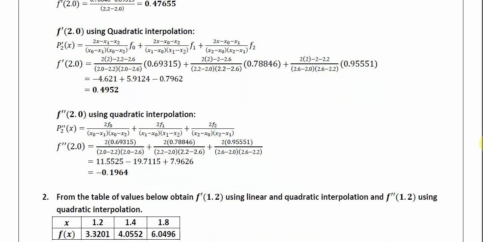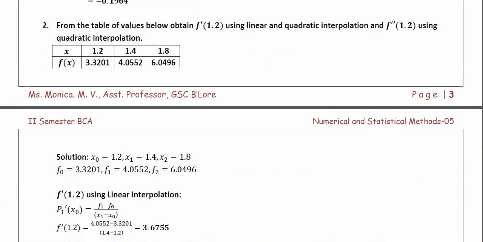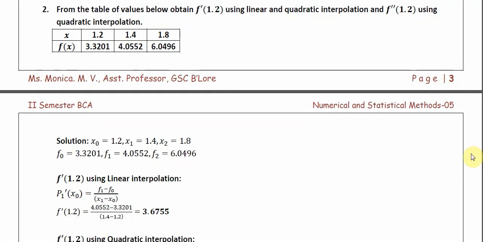From the given table of values, obtain f dash of 1.2 using linear and quadratic interpolation and f double dash of 1.2 using quadratic interpolation. The second derivative, we cannot use linear interpolation. You can just tell me why it is so. You can think over and tell me why it is so.